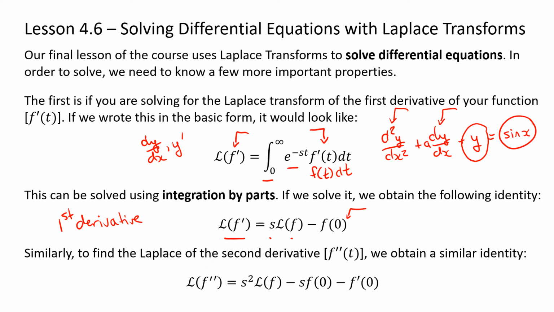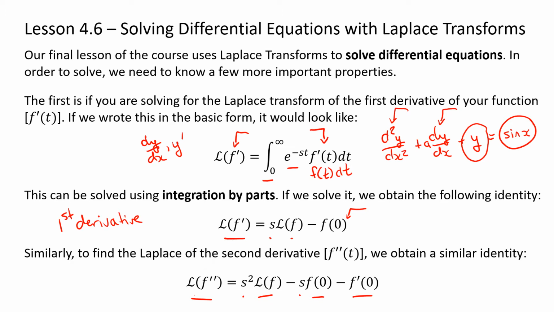Now you can do this again and find the Laplace transform of the second derivative, again using similar methods. And what you obtain is the Laplace transform of the second derivative of a function is equal to s squared times the Laplace transform of the function minus s times the function at 0 minus the derivative at 0.